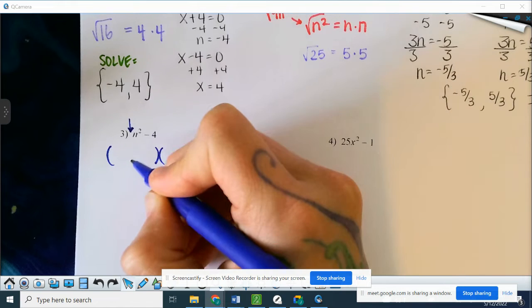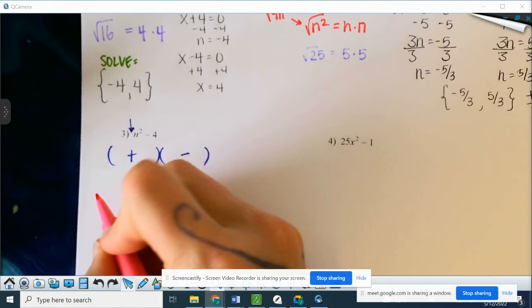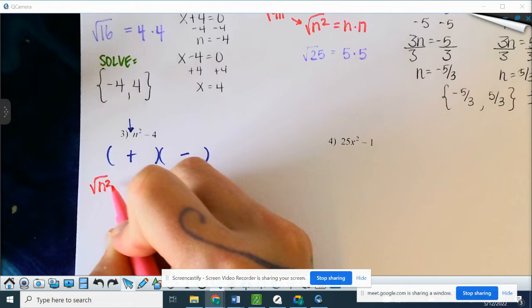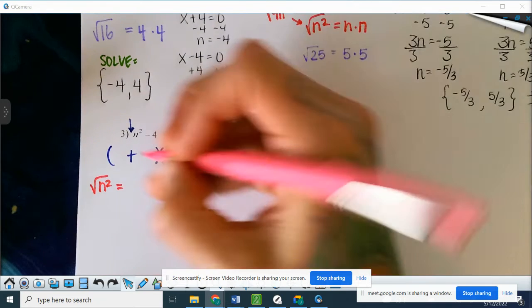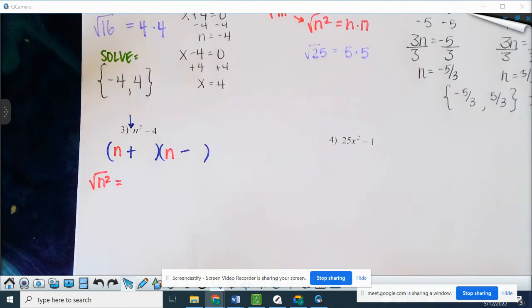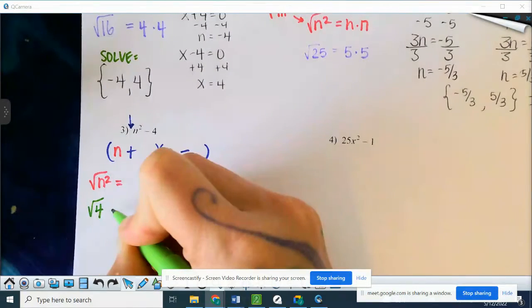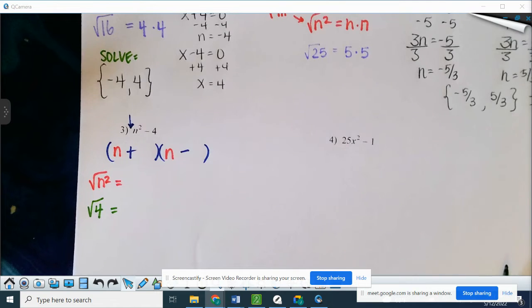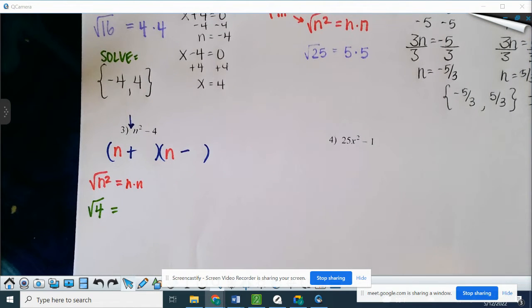So 2 sets of parentheses plus minus. So the square root of n squared. Can anybody tell me what the square root of n squared is? Yep. So let me don't put an n in the front, n in the front. Excellent. We'll take the square root of 4. Somebody tell what the square root of 4 is. 2. Yep.